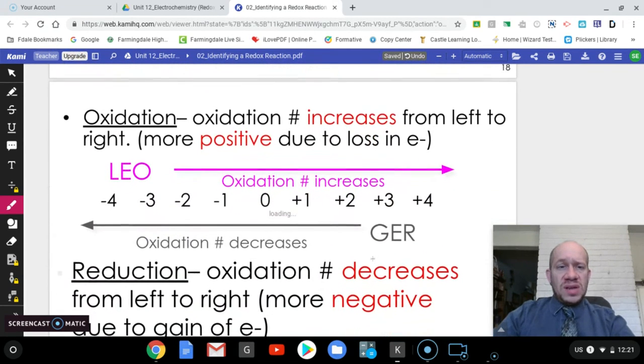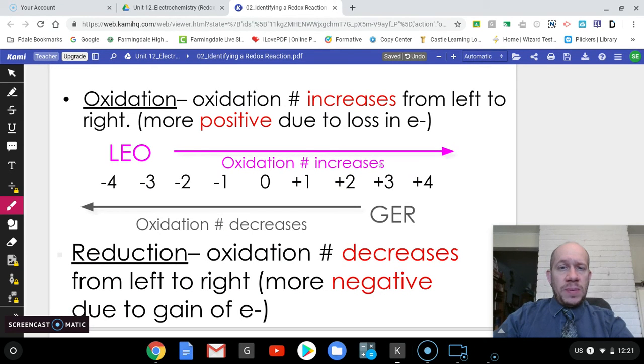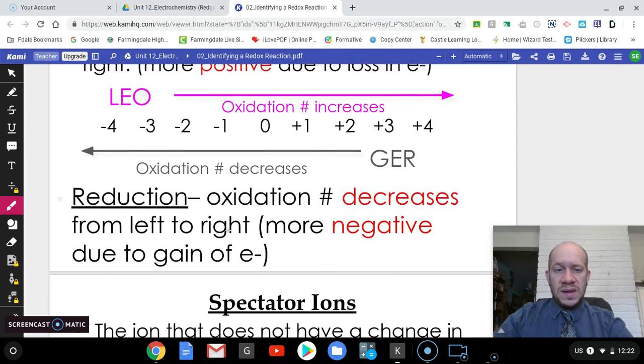Oxidation is when the oxidation number increases from left to right. That means I have more positive due to the loss of electrons. So if I have a number line across here, if I go from left to right, I'm increasing my oxidation number, therefore it's oxidation. If I'm decreasing my oxidation number, or reducing it, then that's reduction. So reduction is when the oxidation number decreases from left to right. I'm becoming more negative due to the gain of electrons. So this is a quick summary of everything again.